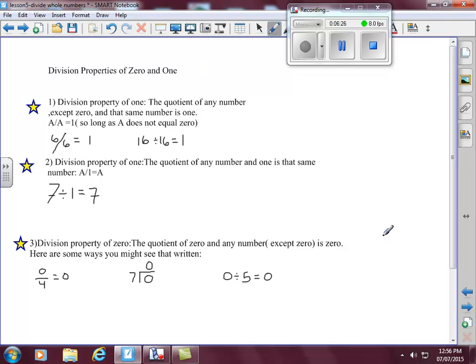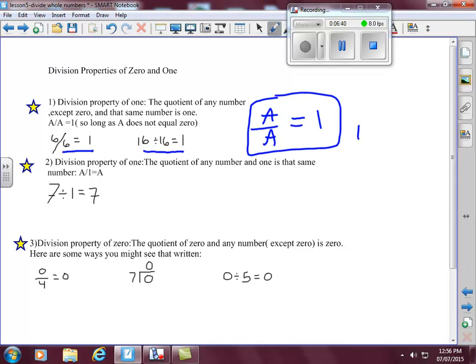The quotient of any number except 0 and that same number is 1. So anything divided by itself equals 1. We've known that since we were pretty little. 6 divided by 6 is 1. 16 divided by 16 is 1. 1,000 divided by 1,000 is 1.